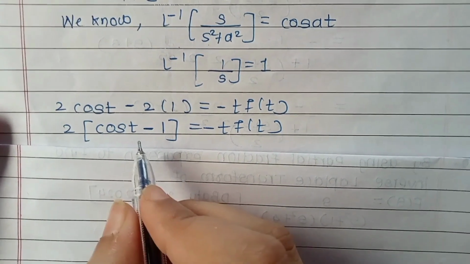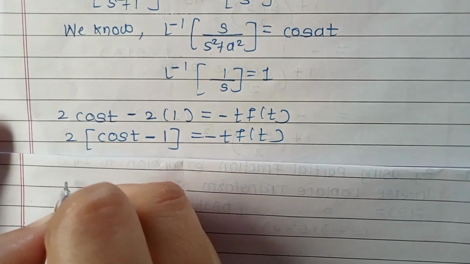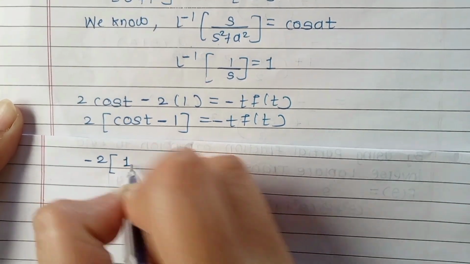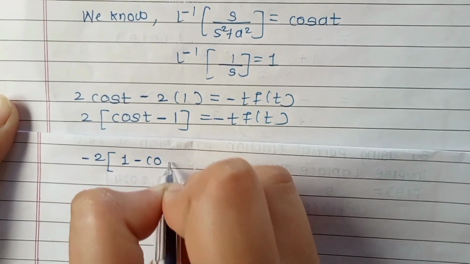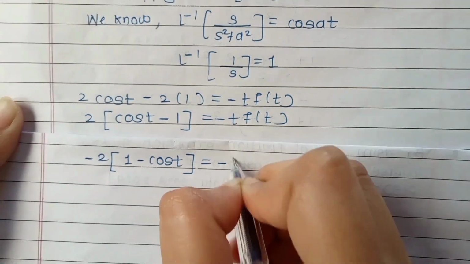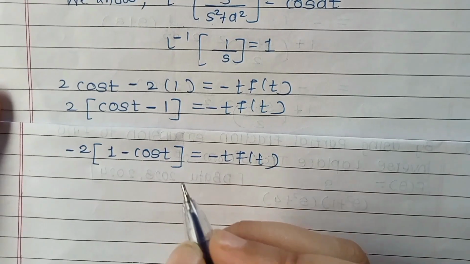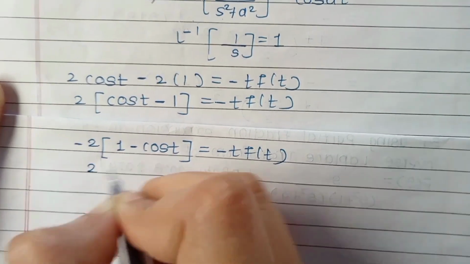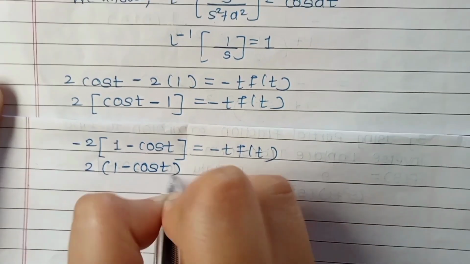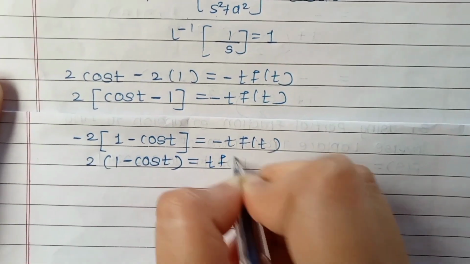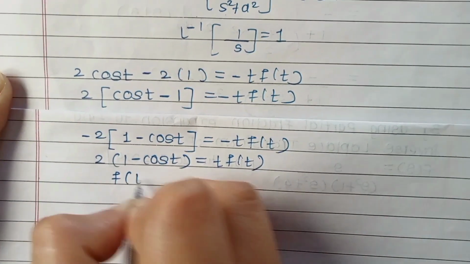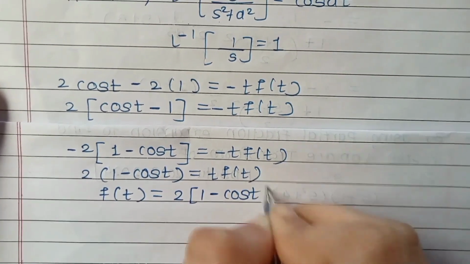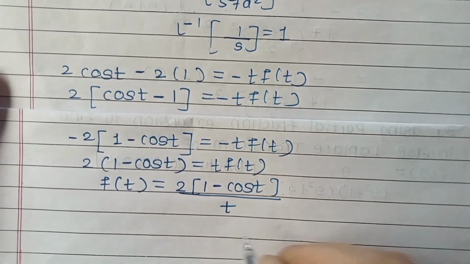Now we will make some adjustment, that we will take this minus out. We will get minus 2, this minus 1 will become plus 1 and plus cos t will become minus cos t, is equal to minus t f of t. Why have we made this adjustment? To cancel out these two minus signs. So now we get 2 times bracket 1 minus cos t is equal to t f of t. Finally, we get f of t is equal to 2 times bracket 1 minus cos t, and at the denominator this t. Okay, thank you.